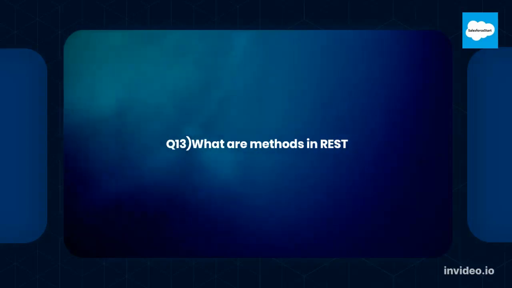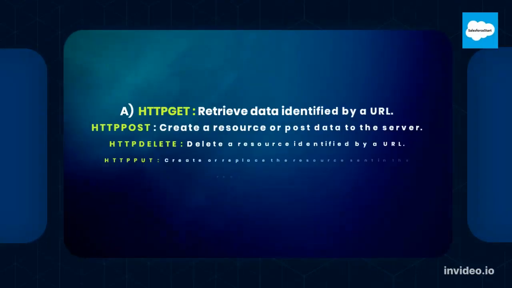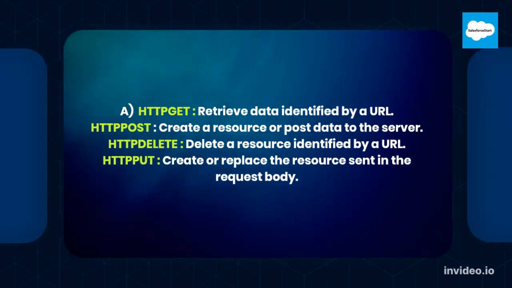Question number 13. What are methods in REST? Answer. GET, retrieve data identified by a URL. POST, create a resource or post data to the server. DELETE, delete a resource identified by a URL. PUT, create or replace the resource sent in the request body.